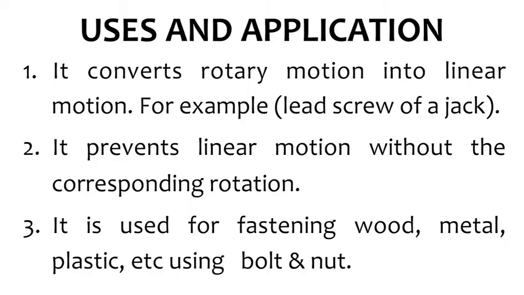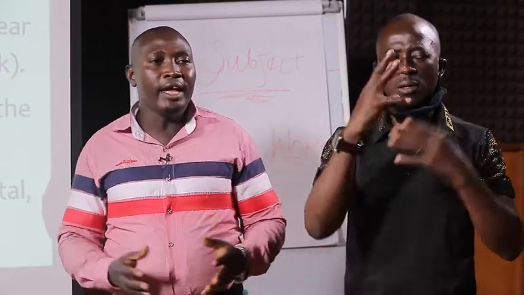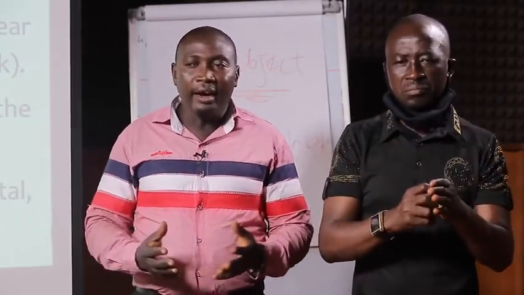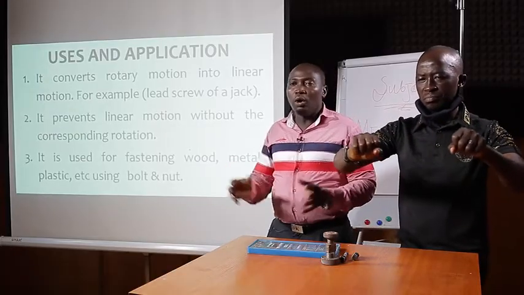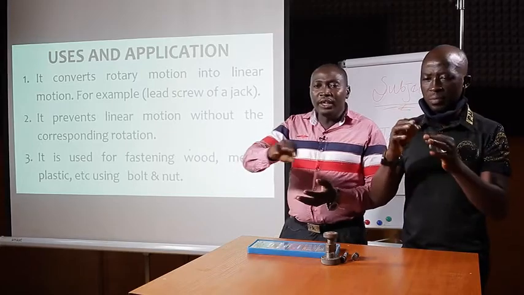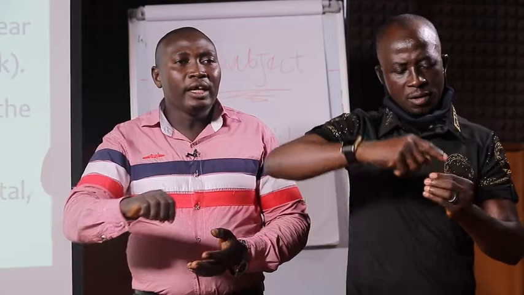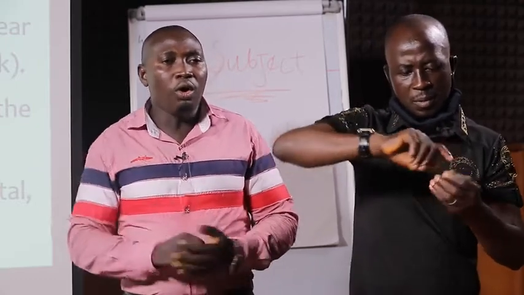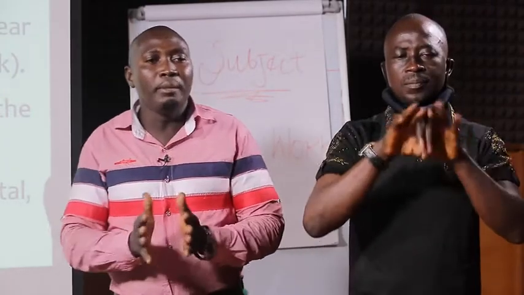Third, it is used for fastening wood, metal, plastic, etc., using bolt and nut. Most of the component parts, the chair, aircraft, motorcycle, and all that is around us, when you check, you see in one place or the other there is a use of a screw thread, a bolt and nut, or otherwise. So this is very important in fastening component parts together.